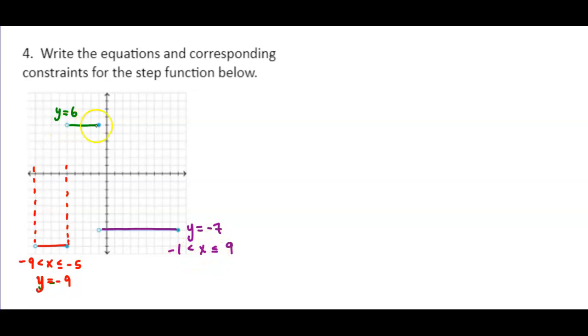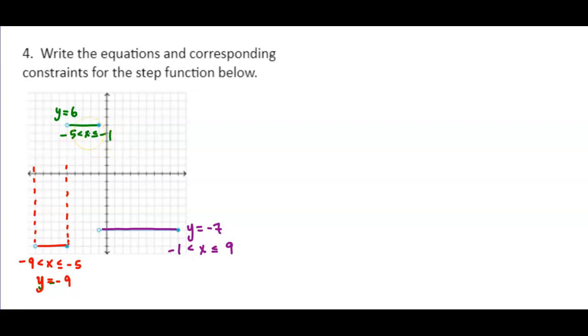Last step is the step that is at y equals 6. That step ranges from -5 to -1, and its value is 6, as we said before. So its constraint is going to be from -5 to -1, and again not equal to because of the circles.